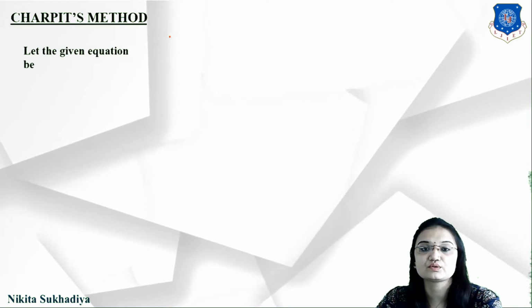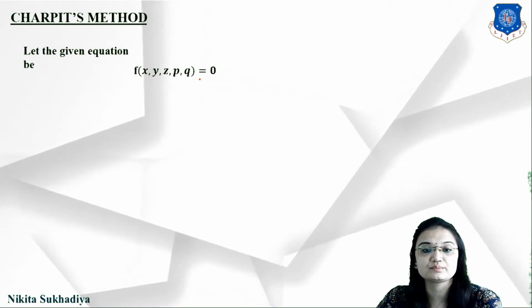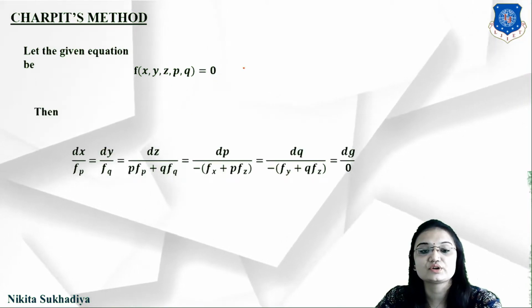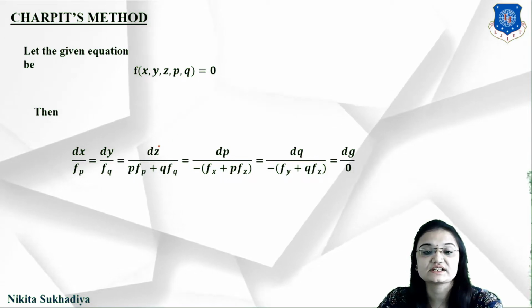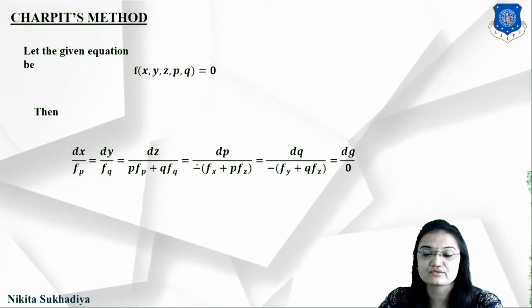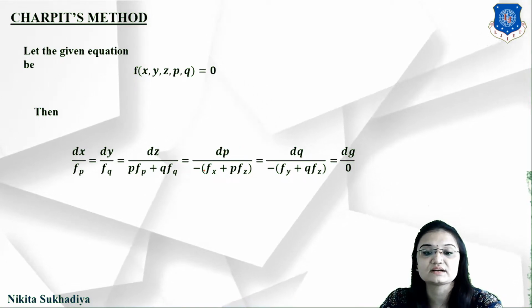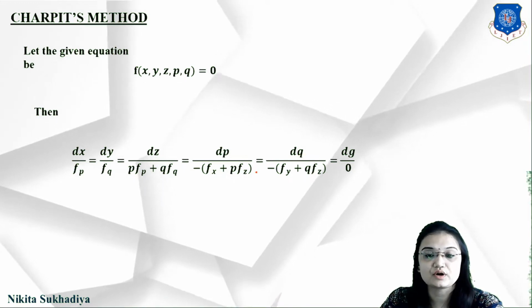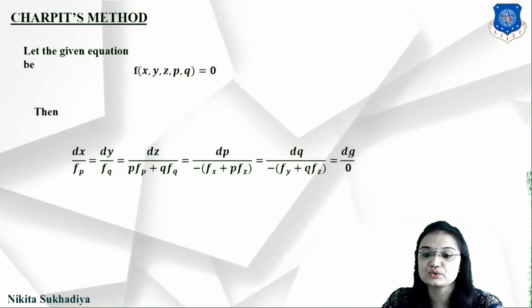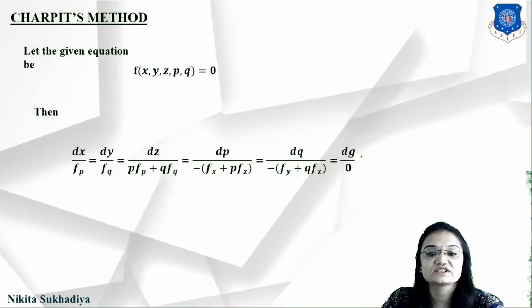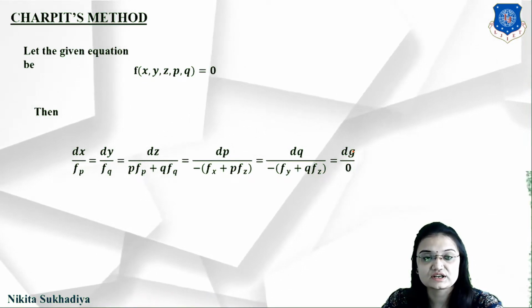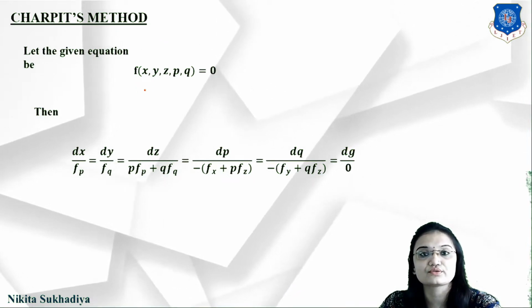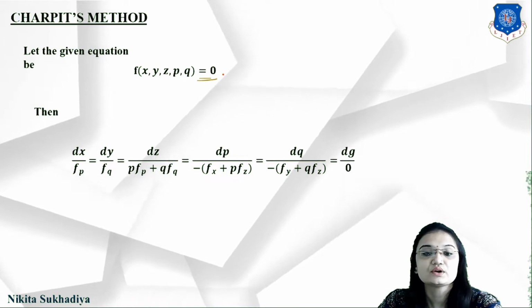So let the given equation be f(x, y, z, p, q) = 0. Then dx/f_p = dy/f_q = dz/(p f_p + q f_q) = dp/(-f_x - p f_z) = dq/(-f_y - q f_z) = df/0, which is called the auxiliary equation to solve a partial differential equation in the form f(x, y, z, p, q) = 0.